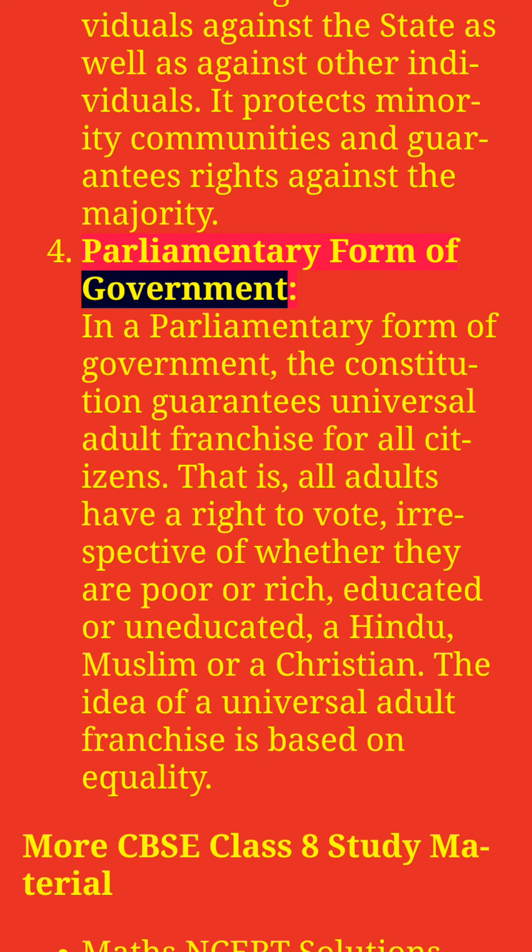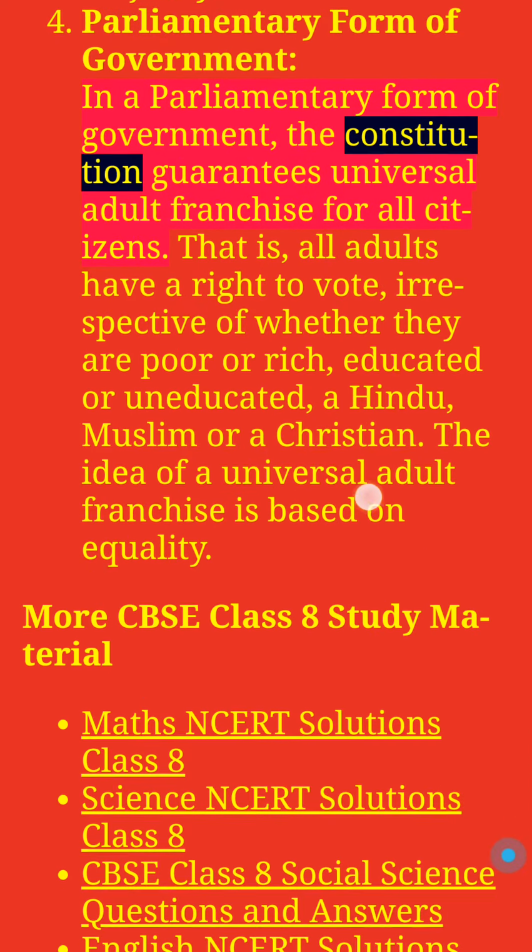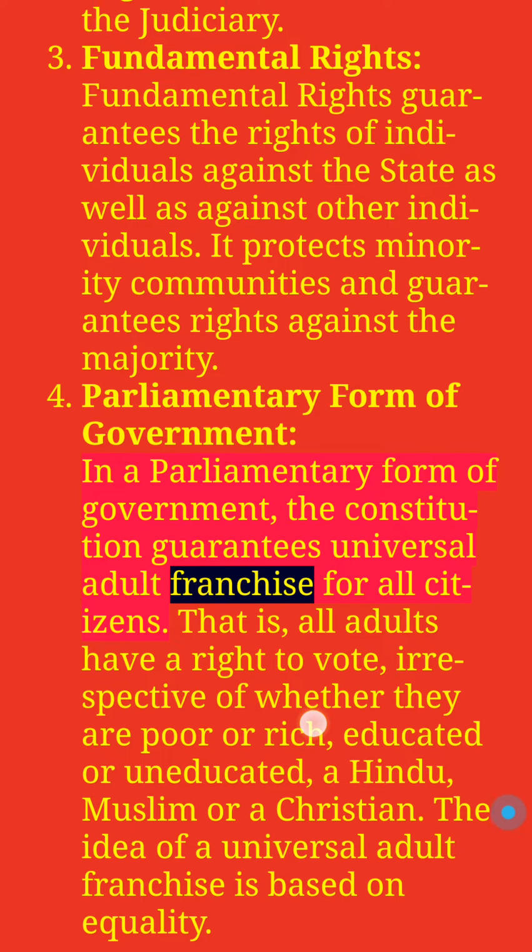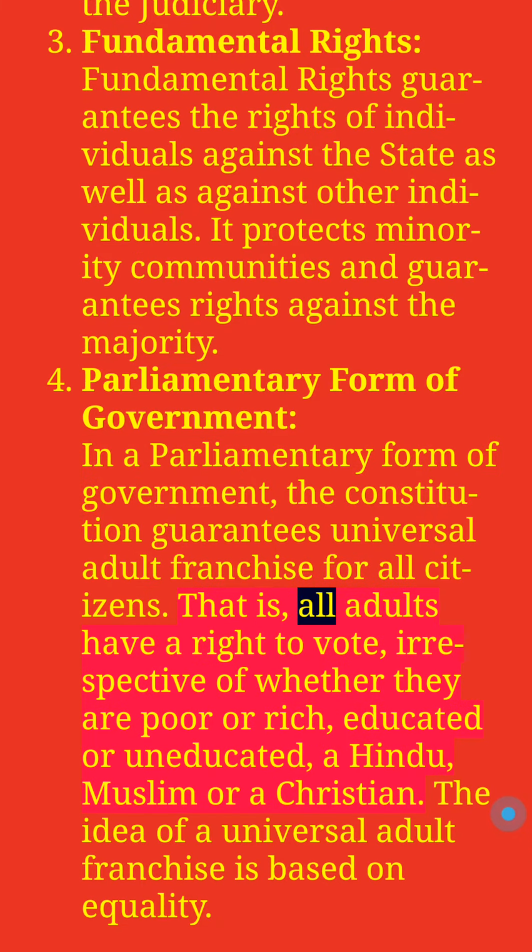Parliamentary form of government. In a parliamentary form of government, the Constitution guarantees universal adult franchise for all citizens. That is, all adults have a right to vote irrespective of whether they are poor or rich, educated or uneducated, a Hindu, Muslim or Christian. The idea of a universal adult franchise is based on equality.